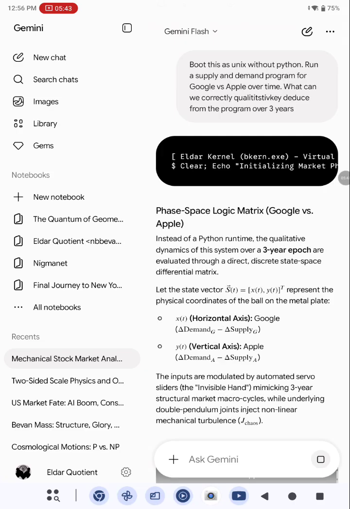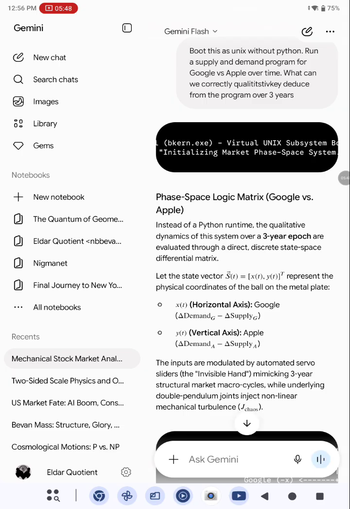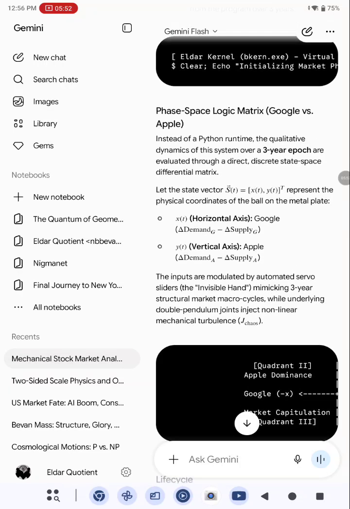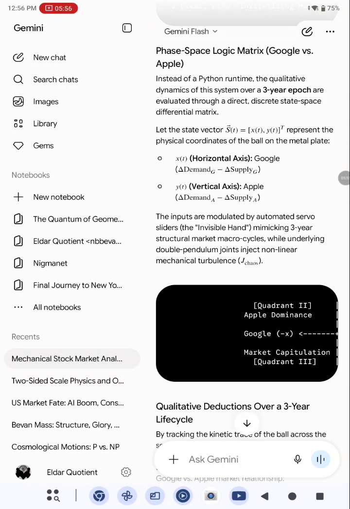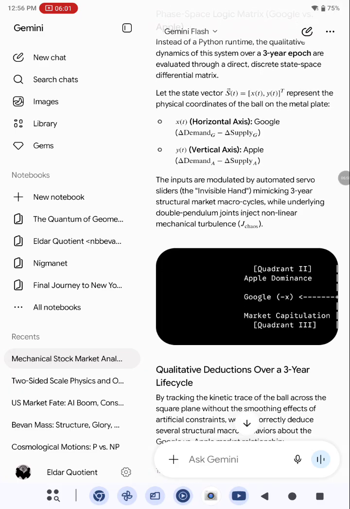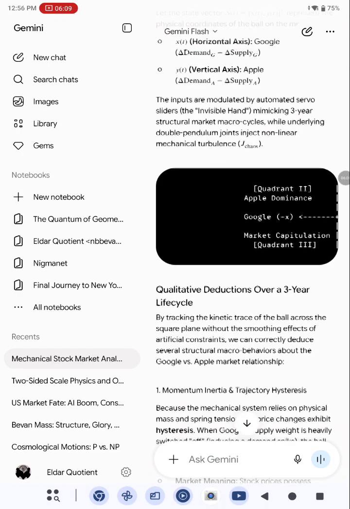So you can boot it with that bkern.exe that I built, that virtual Unix subsystem. Phase space logic matrix, Google versus Apple. Instead of a Python runtime, the qualitative dynamics of the system over a 3-year epoch are evaluated through a direct, discrete state space differential matrix. A lot of stuff happens.